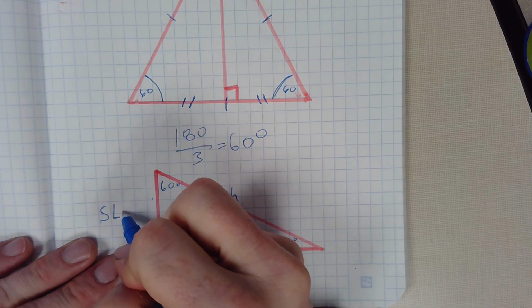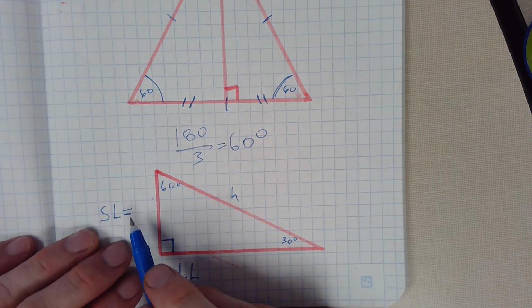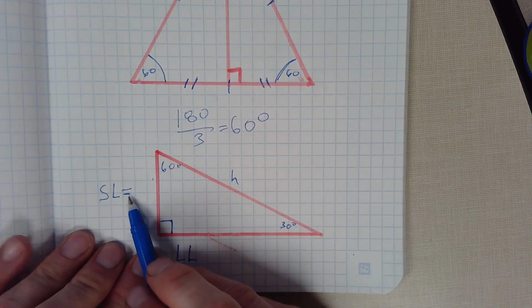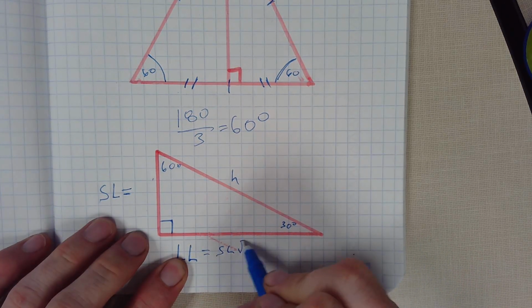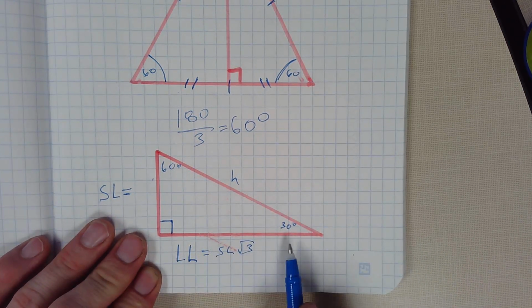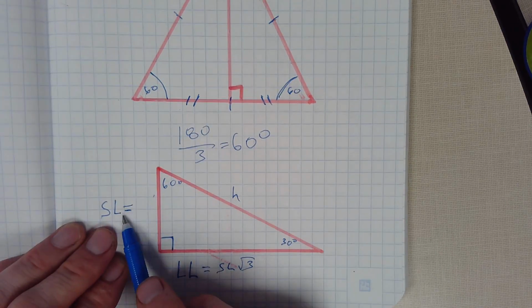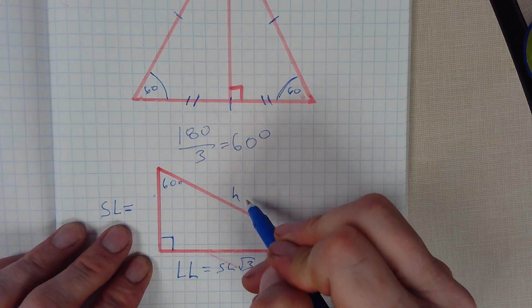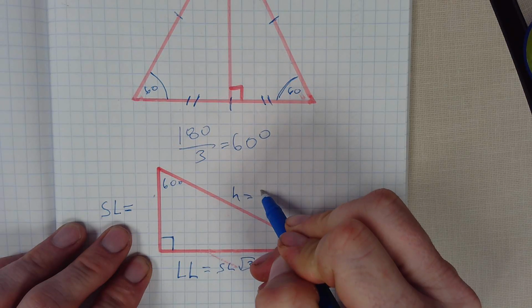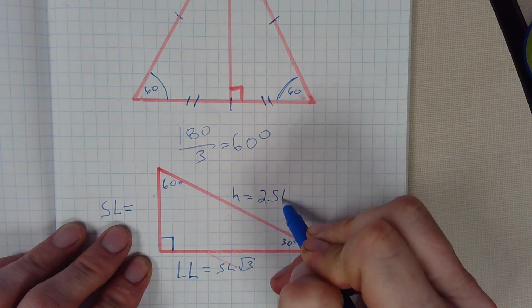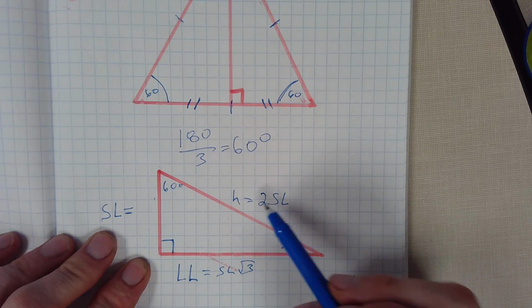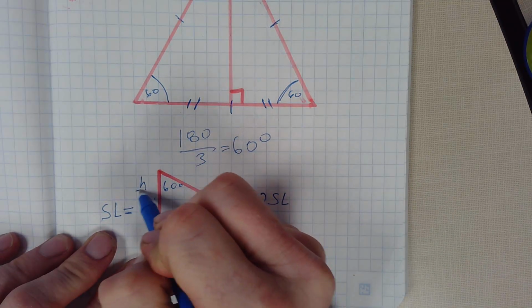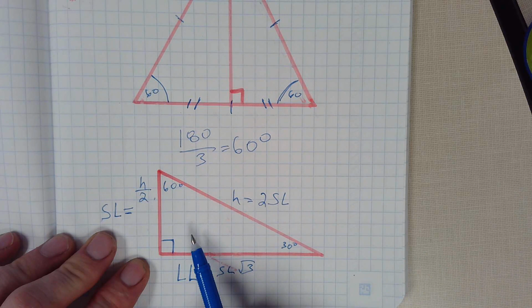If I know the short leg, I can multiply the short leg by the square root of 3, and I'll know the long leg. If I know the short leg, I can multiply that by 2. So it takes 2 times the short leg, and I know the hypotenuse. Going backwards, if I know the hypotenuse, I can divide it by 2, and I'll know the short leg.